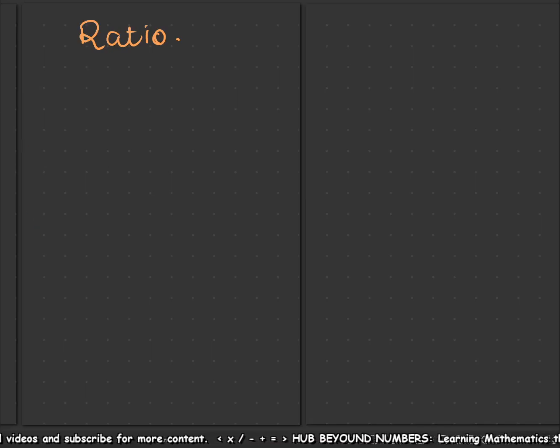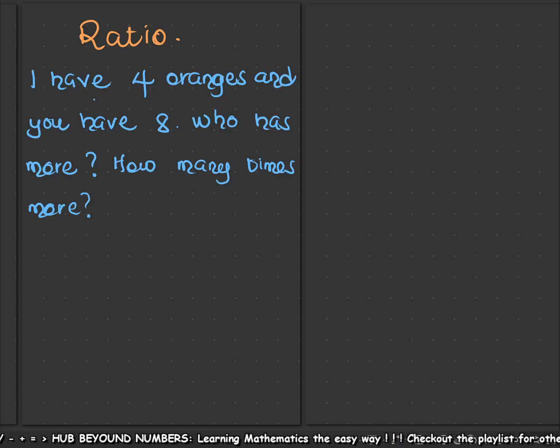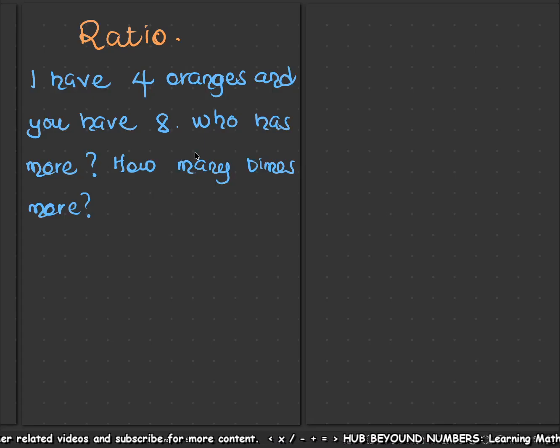So let's look at this first question over here. The question says, I have 4 oranges and you have 8. Who has more? Do I have more than you, or do you have more than me? And by how many more? Now, this simple question is where ratio helps us. Ratio shows us how much more or less one quantity is than another. Let's define what ratio is. After that, you can come back to this question and try to answer it. If you know it already, you can put it in the comment section as well.